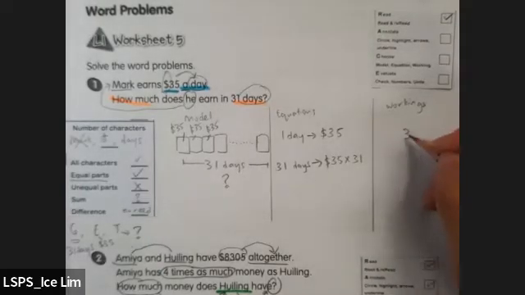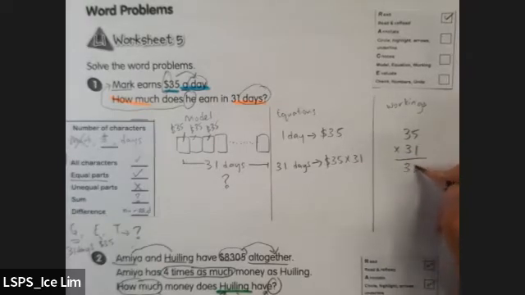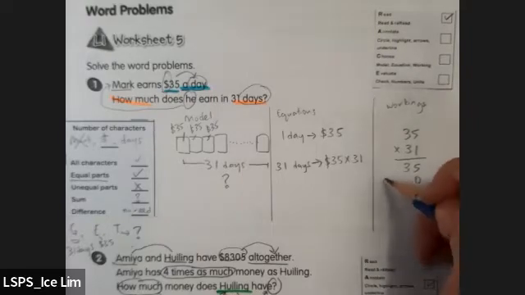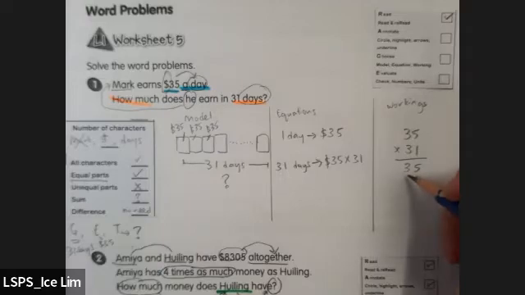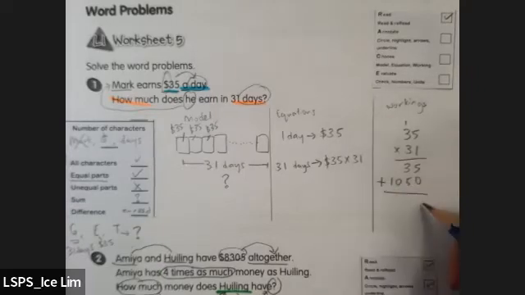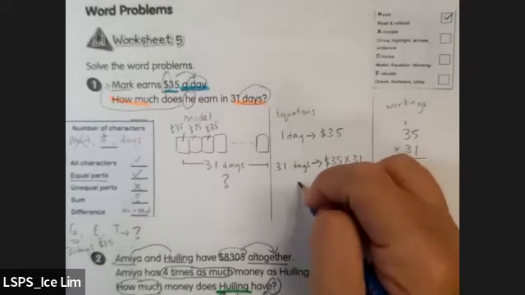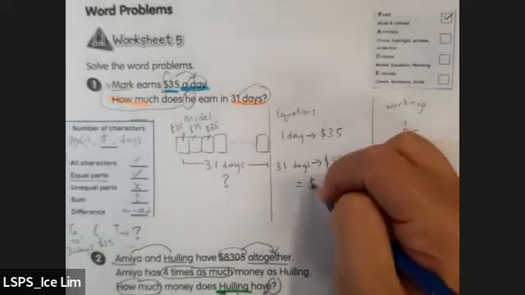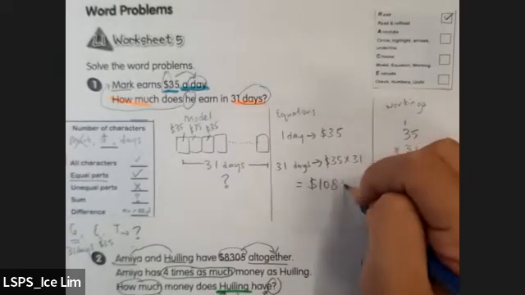So I do my working at the side here, 35 multiplied by 31. 35 times 1 is 35. 35 times 30 will have a 0 here. I push it because it's 30, just the tens place, so I push it to the next place value. And I got 105. Then add the partial products together. So which means for 31 days, I will get $1,085.